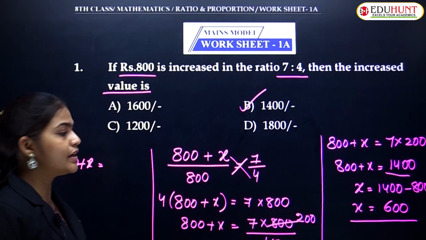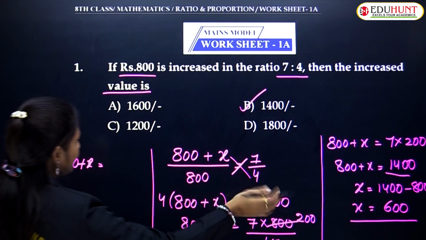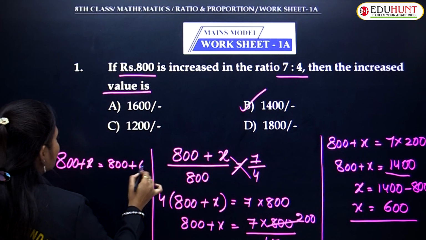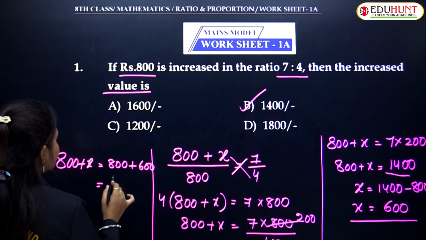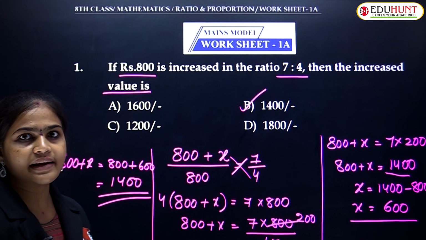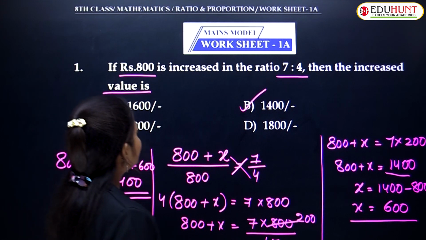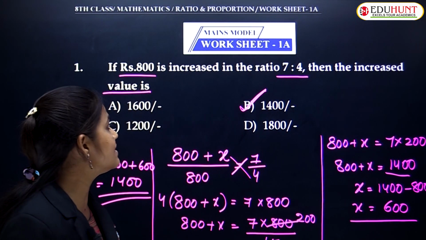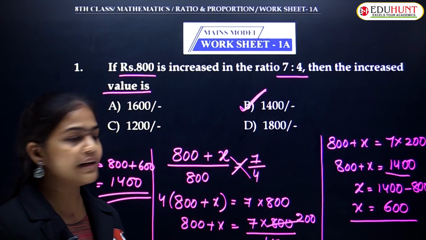Directly you can do it like that, or else 800 + x equals 800 + 600, so 8 plus 6 is 1400. So what is the answer here? That is 1400. Which option is correct here? Yes, option B is correct, that is 1400. Clear?